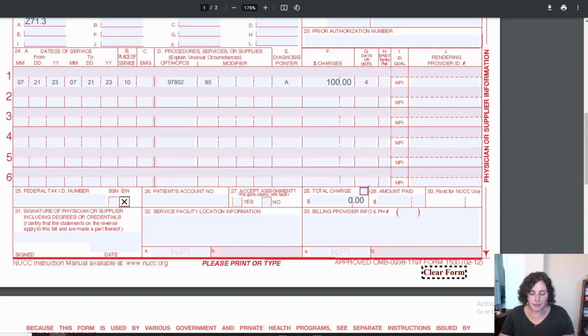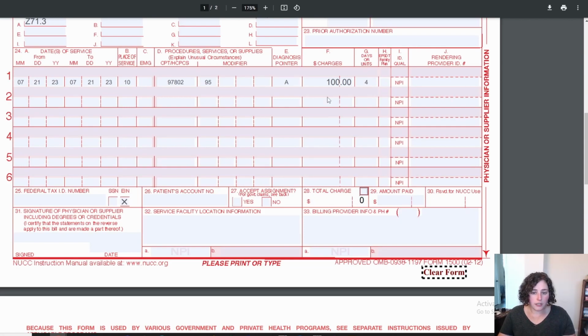And then the accept assignment. So accepting assignment indicates that a provider is agreeing to accept the assignment under the terms of the payer agreement. So basically you are accepting your fee schedule, and you can't bill the patient beyond what is their financial responsibility, which would be indicated on the EOB. So that would be like if they have a copay or co-insurance, that would be indicated. But accepting assignment is that you are agreeing to the terms under your provider contract.